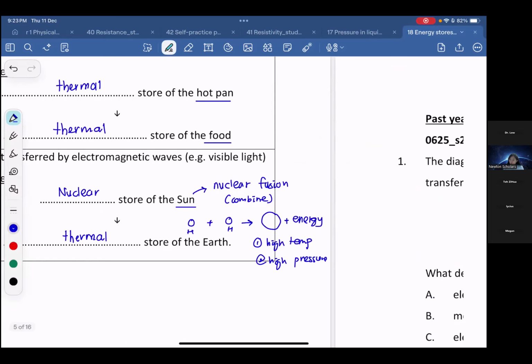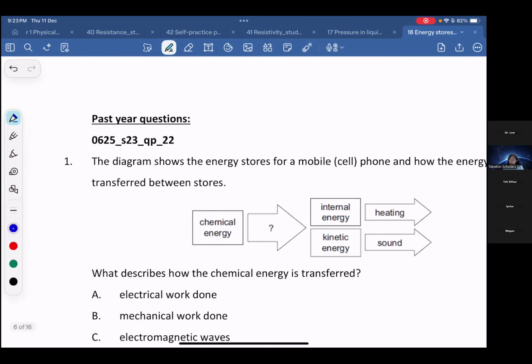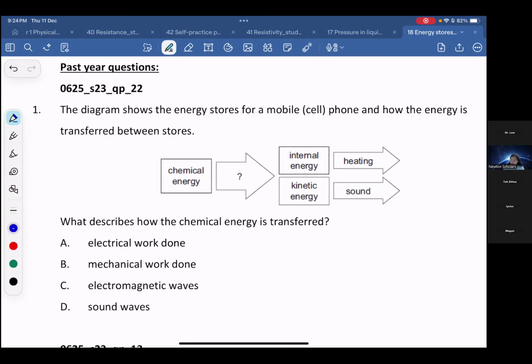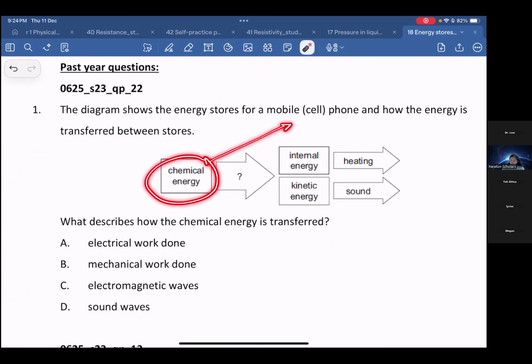Okay, then we go to here. This is the 2023 new syllabus. What is the energy store for a mobile phone? This diagram shows the energy stores. So we have the chemical energy from the battery. Then how is the energy transferred between the stores? So we will get sound and heating.